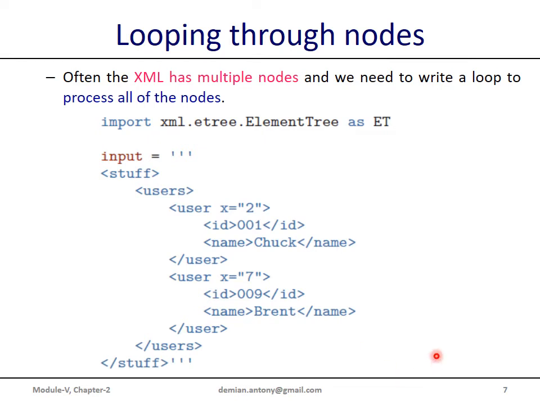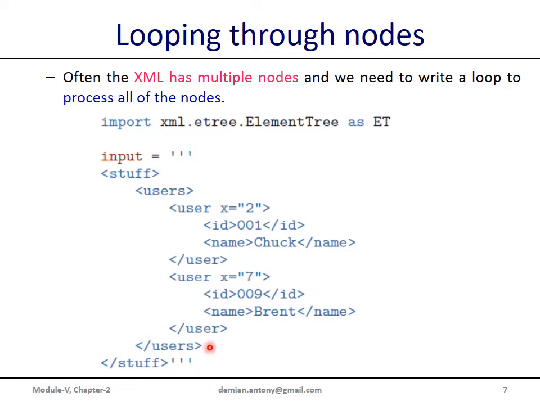Now let us understand how to traverse an XML file containing a number of nodes at each level. We'll take up a different example: an XML file with the root as stuff. We use a docstring representation. Before that, we have to import the library and create the alias. Then under that we have only one child called users. So stuff is the root.